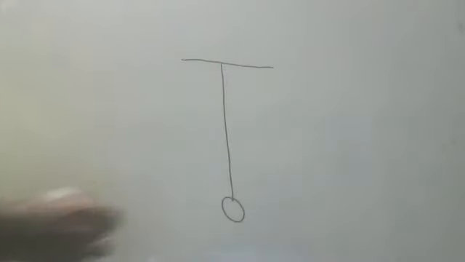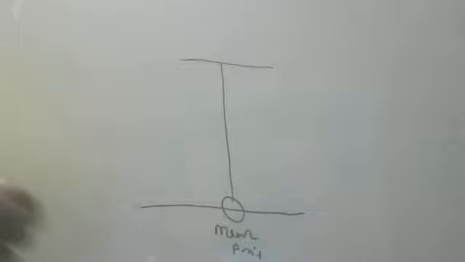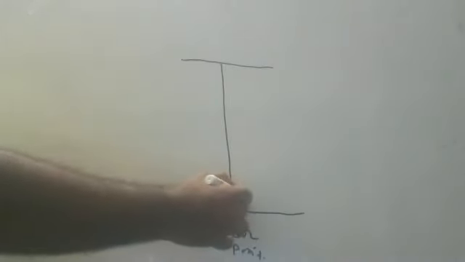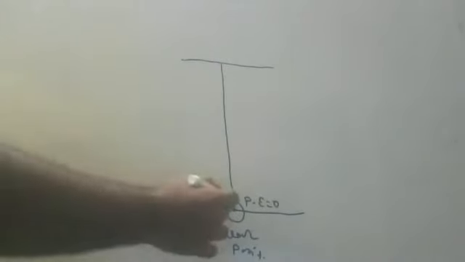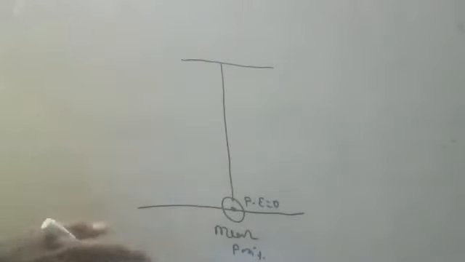Children, now for the first case, in the case of a simple pendulum, I want to show you the law of conservation of energy. Children, this is a simple pendulum. This is called the mean position, the lowest point. Here, potential energy will be zero because there is no height, whereas kinetic energy will be there. How it will be there, I will show you.